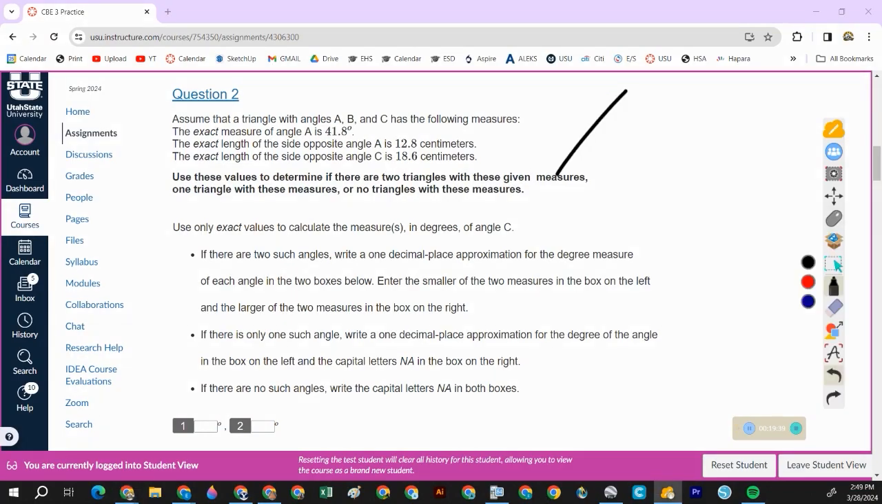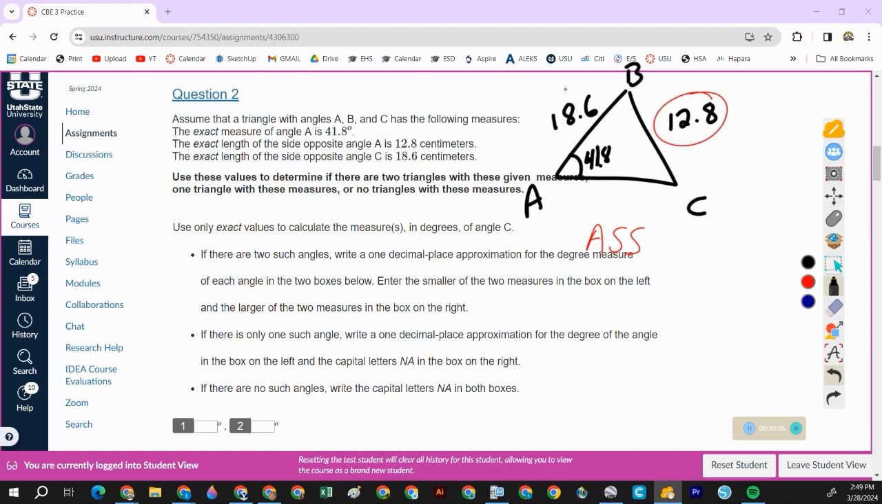All right, new triangle. So A, B, and C. A is 41.8, and the exact length of the side opposite A is 12.8, and the exact length opposite C is 18.6. So this is an angle side side. And side 2 is smaller than side 1, which means we could have two intersections.